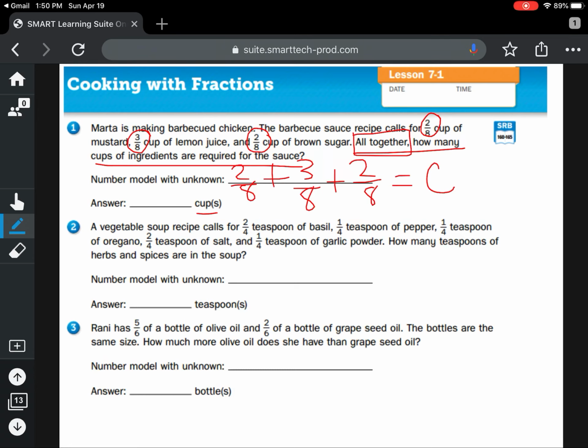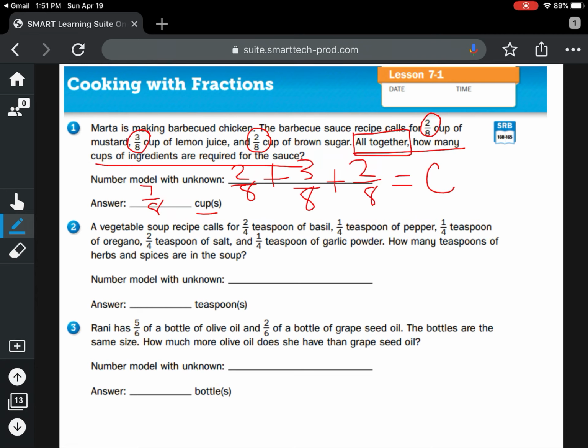To get my answer, since my denominators already are the same, we just have to add the numerators. 2 plus 3 is 5, plus 2 more is 7. That lets me know my answer is 7/8 cups of ingredients are required for this recipe.